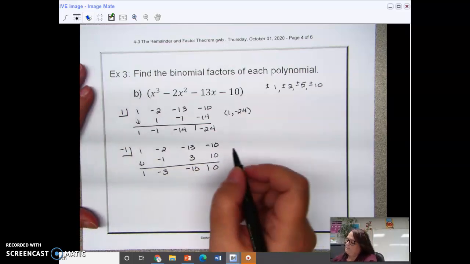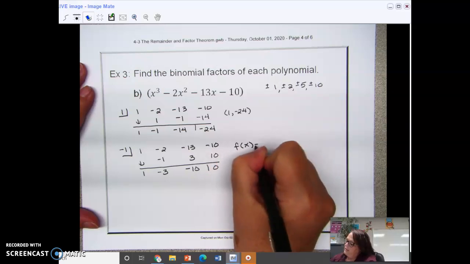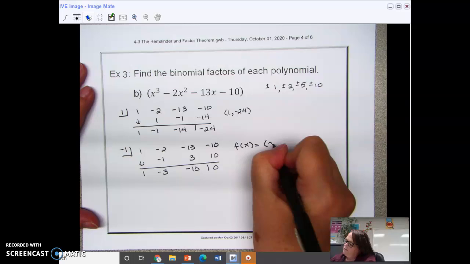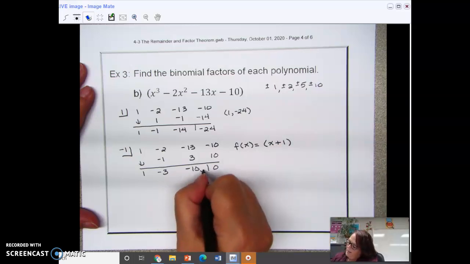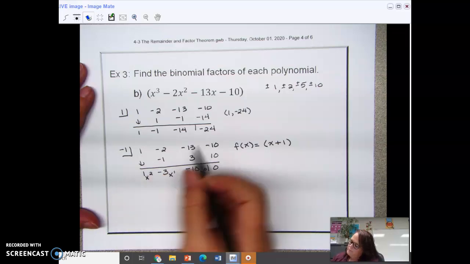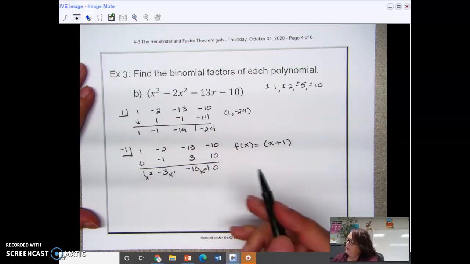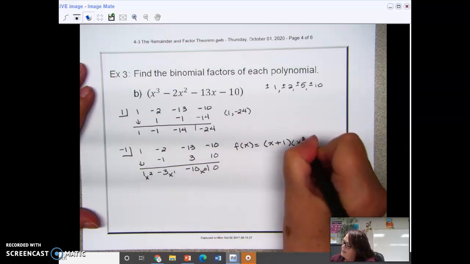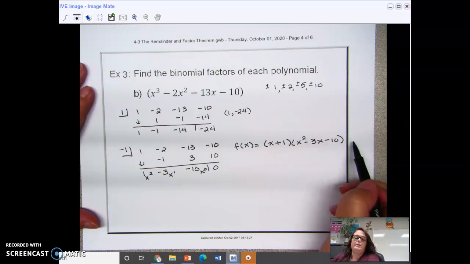So I got lucky. So we're going to say that the original function, that cubic function, is equal to x minus negative 1. So minus and negative really just means plus. And then times this depressed polynomial. So again, I went from a third to a second power, so I know I didn't skip anything. And so this is times x squared minus 3x minus 10. And then we would say plus 0, but I don't need to.